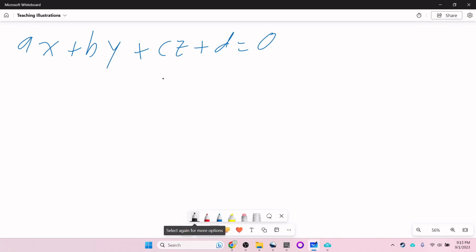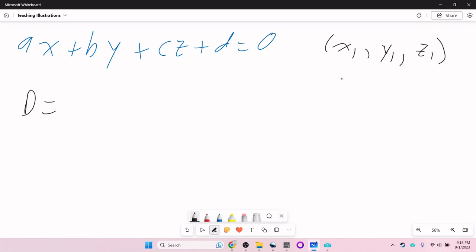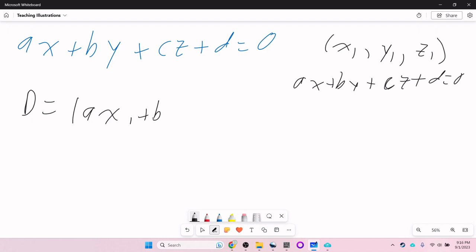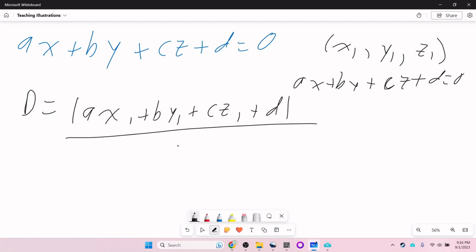That's important in particular if you want to use that shortcut the book gave, which is the distance from the point x1, y1, z1 to the plane ax plus by plus cz plus d equals 0. In that case, you could try to work this out directly. If you use the formula we just did with the dot product, and do a little bit of algebra, you can show that you can reduce it to this new form over square root of a squared plus b squared plus c squared.